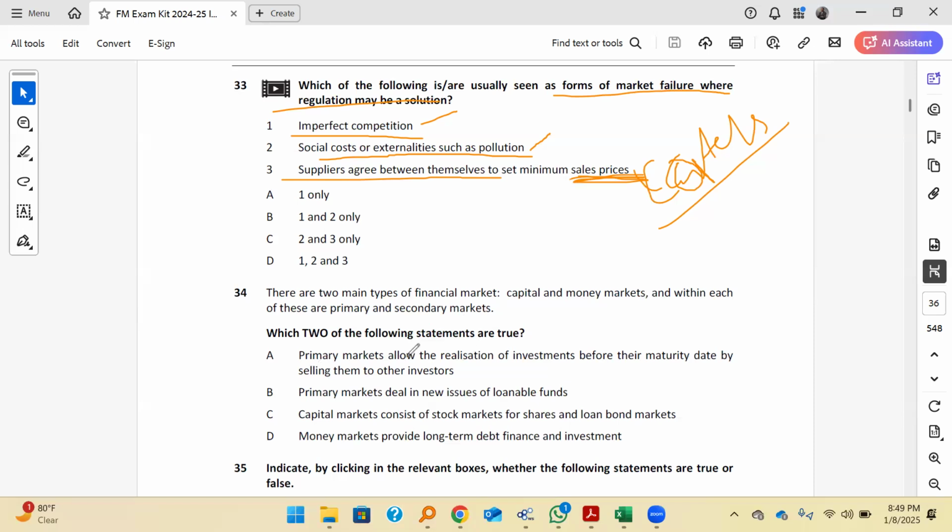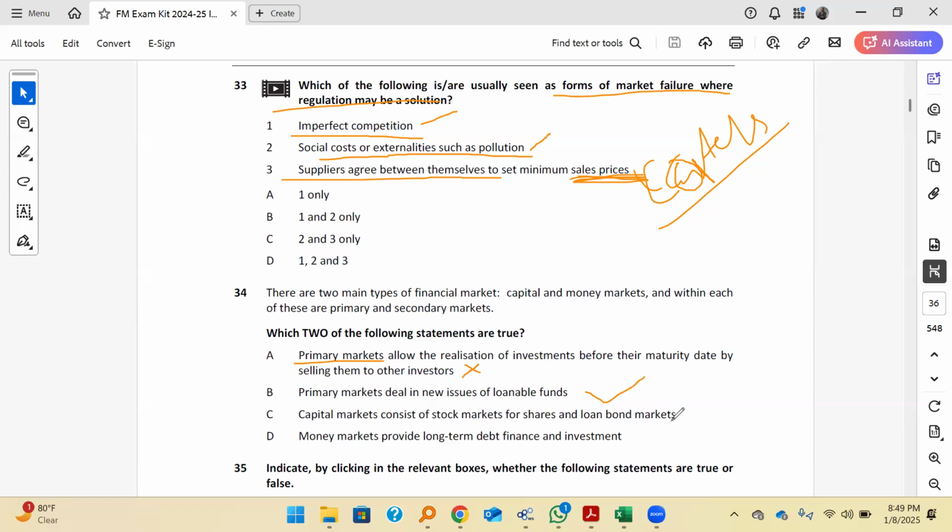So primary markets allow the realization of investments before their maturity date by selling them to other investors. That's not what primary markets do, because we said that's where you go and raise finance or sell your securities for the first time. They deal in new issues. That is correct. Capital markets consist of stock markets for share and loan bond markets.